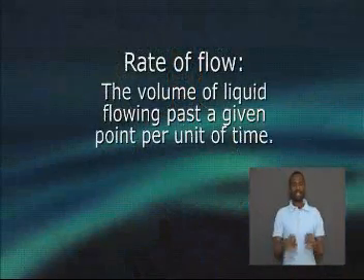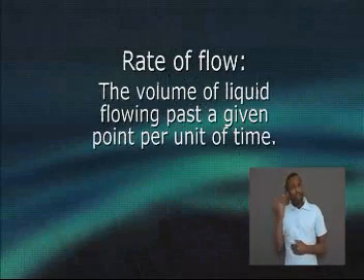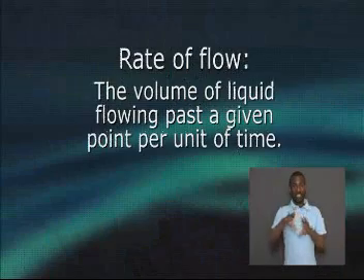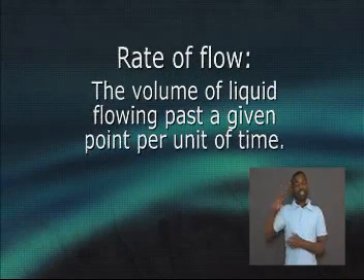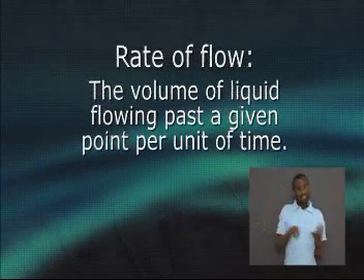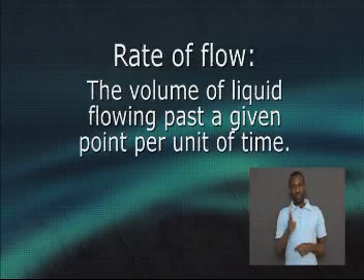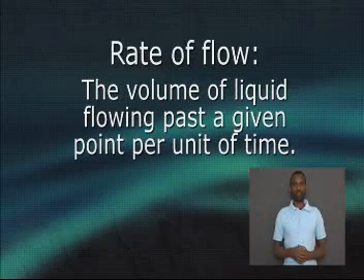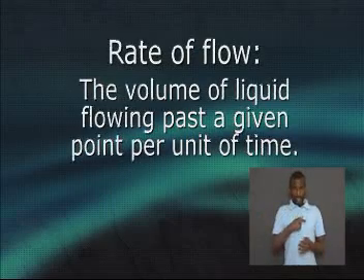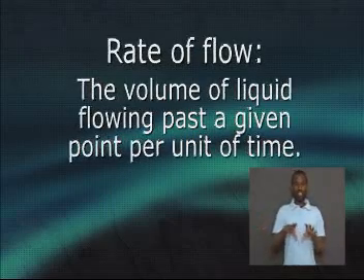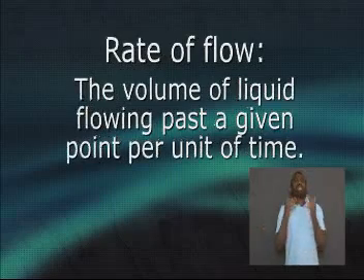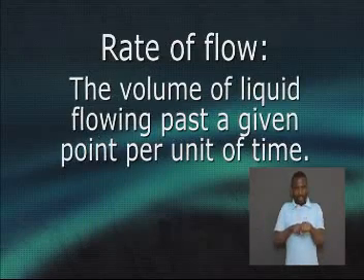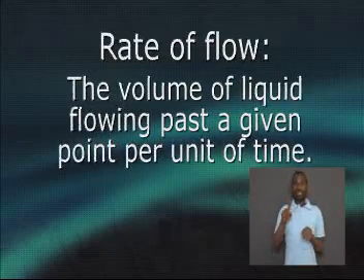Students, in our last lesson, we defined laminar flow as a type of flow in which the velocity and pressure remain constant. If we measure how much volume of liquid is crossing a given point per unit of time, we are determining the rate of flow.